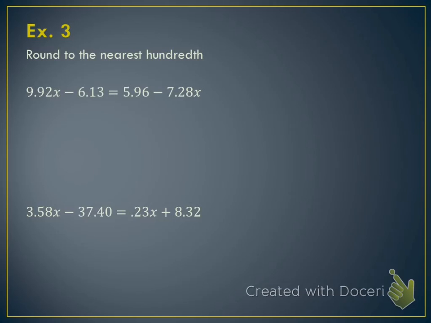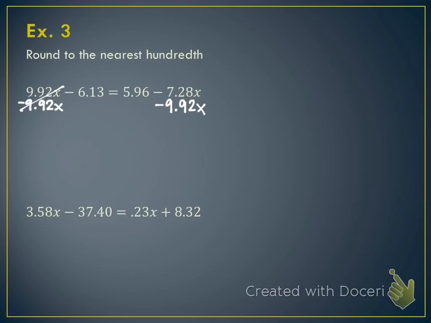Christian? 9.92x and negative 7.28x. Perfect. What should I do to combine those like terms together? How would I get one from one side to the other? Tanae? Okay. I can subtract 9.92x and combine it over here with negative 7.28.